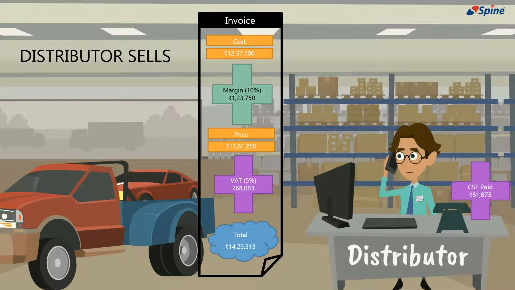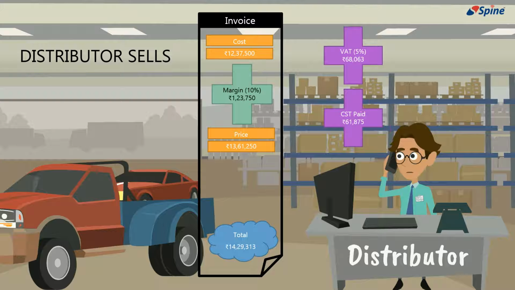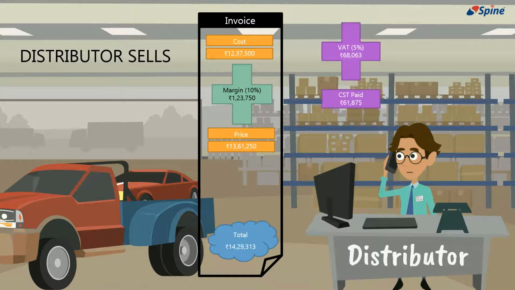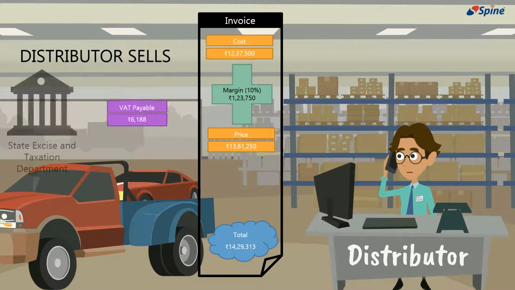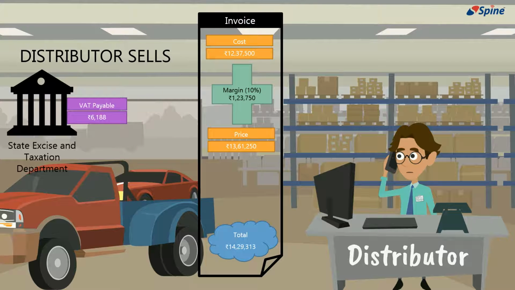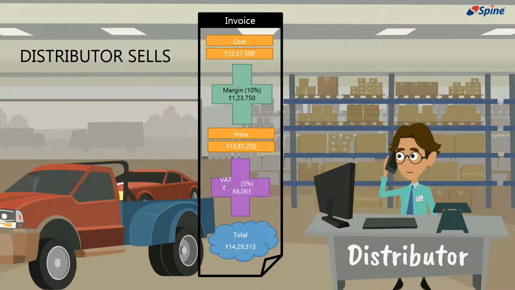As per the rules of VAT, we pay tax only on value addition. Since the distributor has already paid CST when purchasing Mustang from the manufacturer, he has to pay the difference. So, the tax payable by the distributor reduces to ₹6,188. This tax is paid to the Excise and Taxation Department in the distributor's state. Finally, this invoice is sent to the retailer.